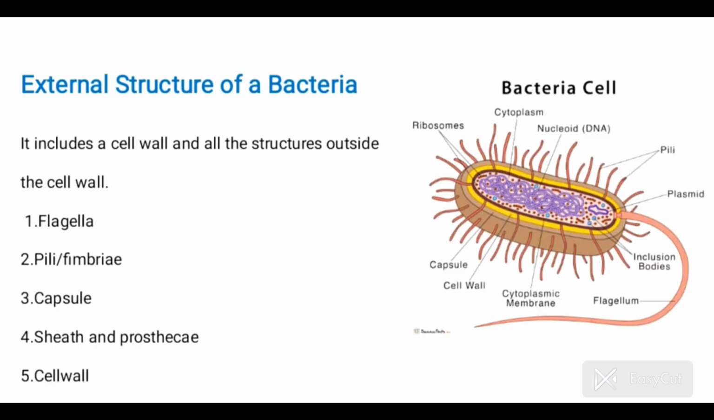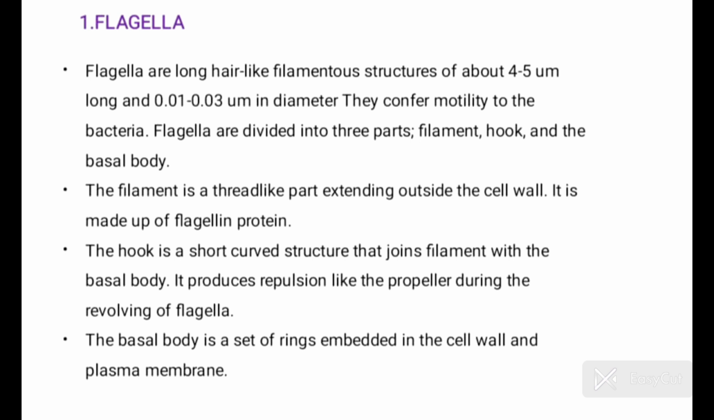External structure of bacteria. It includes the cell wall and all structures outside the cell wall. First, flagella. Second, pili and fimbriae. Third, capsule. Fourth, sheath and prosthecae. Fifth, cell wall. First, flagella. Flagella are long hair-like filamentous structures of about 4 to 5 micrometer long and 0.1 to 0.3 micrometer in diameter. They confer motility to the bacteria.